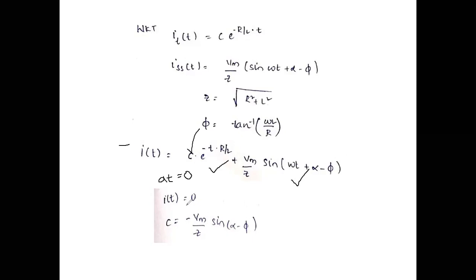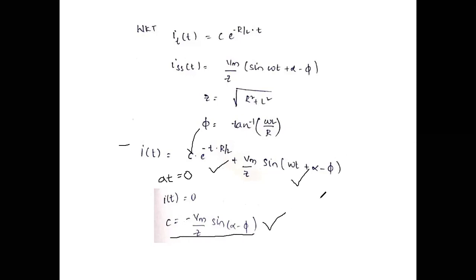Right? So i(t) is equal to 0 at t equal to 0. So substitute t equal to 0 in this. So e power 0 is equal to 1. So C plus Vm by Z into sine of alpha minus phi minus omega t is already equal to 0. So you will get minus C is equal to minus Vm by Z.